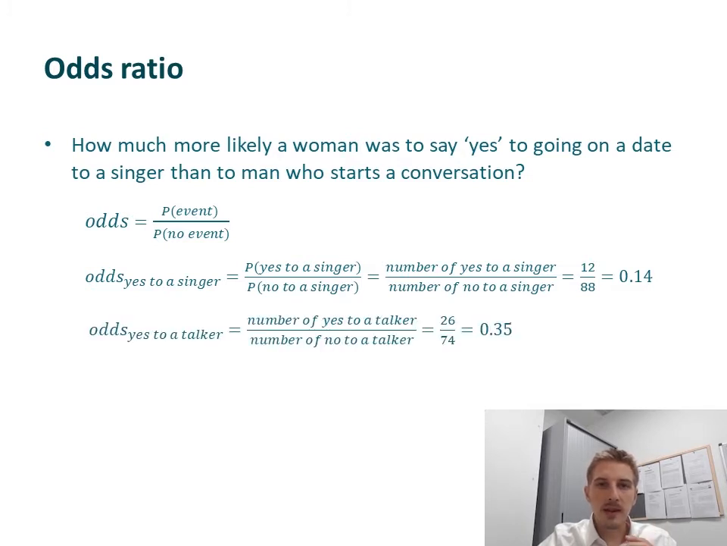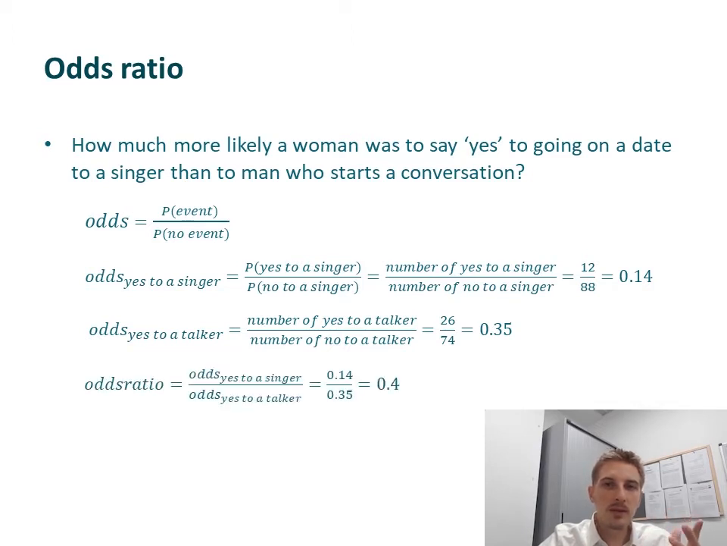Then you need to calculate the odds of yes to a talker. So the number of times that a woman answers yes to someone who started a conversation divided by the number of times that the woman answers no to someone who started a conversation. So this is equal to 26 divided by 74, equal to 0.35.